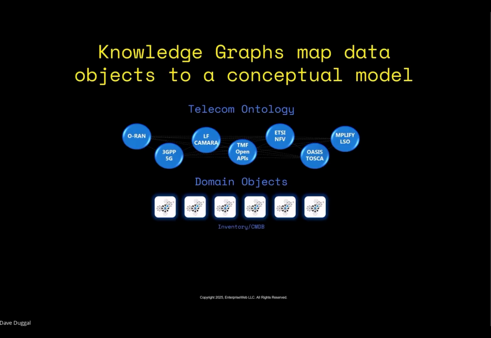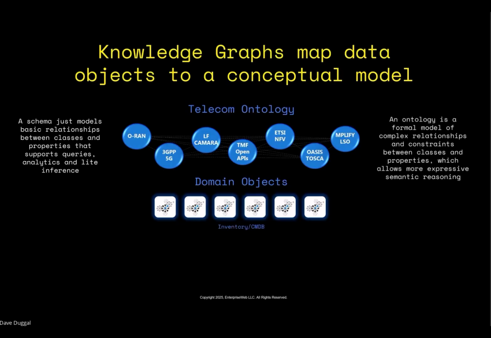So it's a complex model, whereas a schema just models basic relationships. It's really like a data model. It's something much smaller, and it supports queries and analytics, and it's more use case oriented generally. An ontology is a much more formal model of the complex relationships and constraints between classes and properties, which allows this more expressive semantic reasoning. This is how you get ultimately to the kind of context you want. In other words, you want to be able to look down on the network. You want to be able to look down into that network topology.